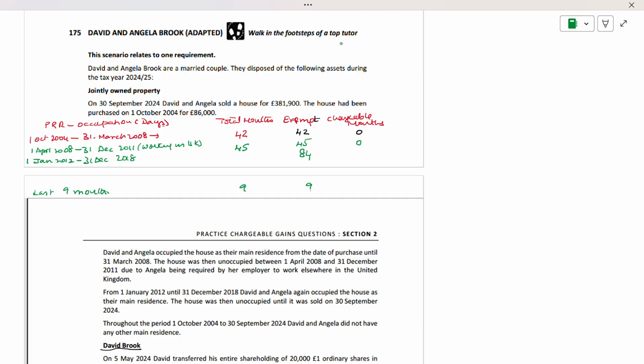Are you clear about this? Yes, sir. Okay, 84. It comes to how much? 0. Next, slowly. Throughout the period, until it was sold, 30th September 2024. When have they sold it? They have sold it on 30th September, 2024.